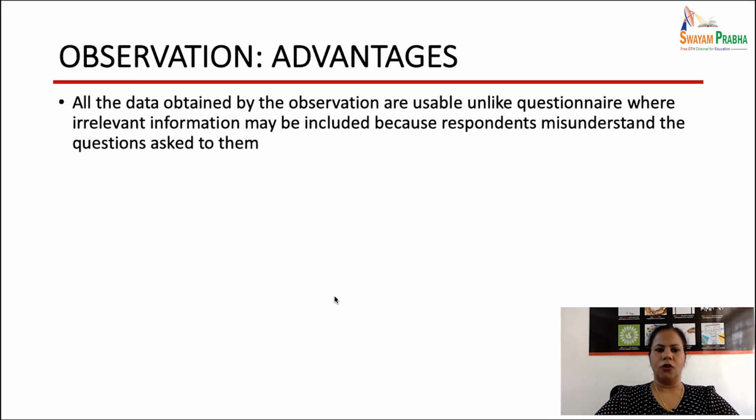Another advantage is that all the data obtained by the observation are usable, unlike questionnaires, where irrelevant information may be included because respondents misunderstand the question asked to them. In observation, the researcher or observer knows what has to be observed, so whatever data he collects will be really useful for the research study. In questionnaires, if respondents have not understood some question, we may get irrelevant information, whereas in observation every type of data which we observe and document will be usable for our research study.